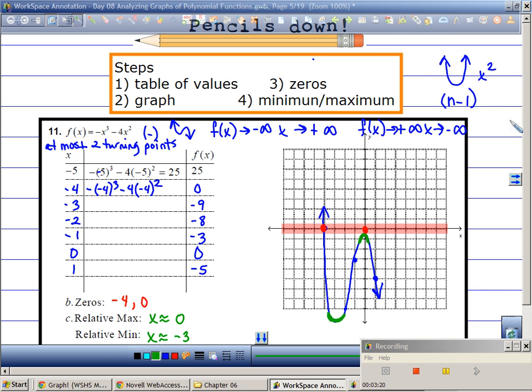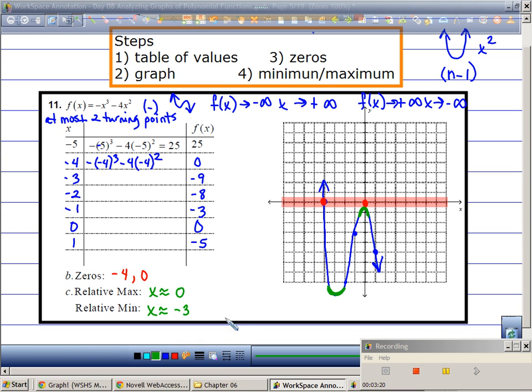Questions so far? Yes? Where does the negative 3 come from? See this right here? Where does that happen on the x-axis? At negative 3. See it? And then this one happens at 0. And we're talking about the x-axis driving what's happening to this graph, right? It's almost like this is the control panel right here, right on the x-axis.